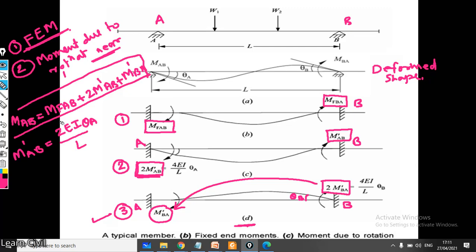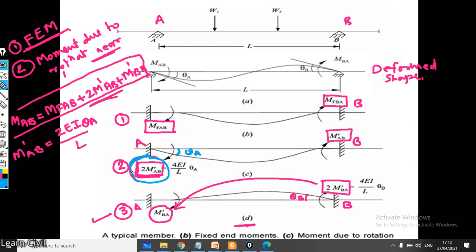So this is the final equation used for calculating the final bending moment at AB: MAB is equal to MFAB plus twice M'AB plus M'BA. Here twice M'AB is the bending moment developed at A due to rotation of joint A, that is rotation of joint A by theta A.